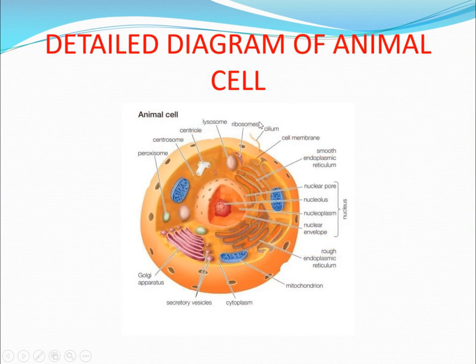This is the detailed diagram of the animal cell. The cell membrane is the outermost covering of the cell. Nuclear core, nucleolus, nucleoplasm, nuclear envelope, Golgi apparatus, secretory vesicle, cytoplasm, mitochondria, cell membrane, cilium, ribosomes, lysosomes, centrioles, centrosome, peroxisome, smooth endoplasmic reticulum, rough endoplasmic reticulum. Each and every part of the cell will be discussed in this chapter and in this video as well.